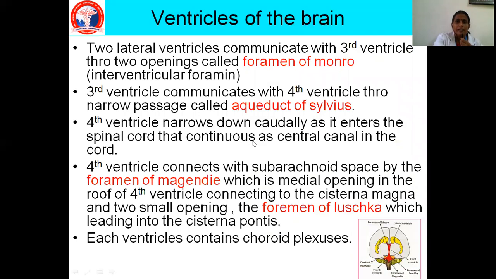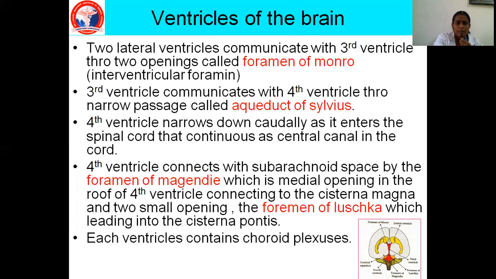The 2 lateral ventricles communicate with the third ventricle by 2 openings. You can see in this picture, the 2 lateral ventricles communicate with the third ventricle by 2 openings called foramen of Monro, or interventricular foramen. And this third ventricle communicates with the fourth ventricle through a narrow passage that is called the aqueduct of Sylvius.